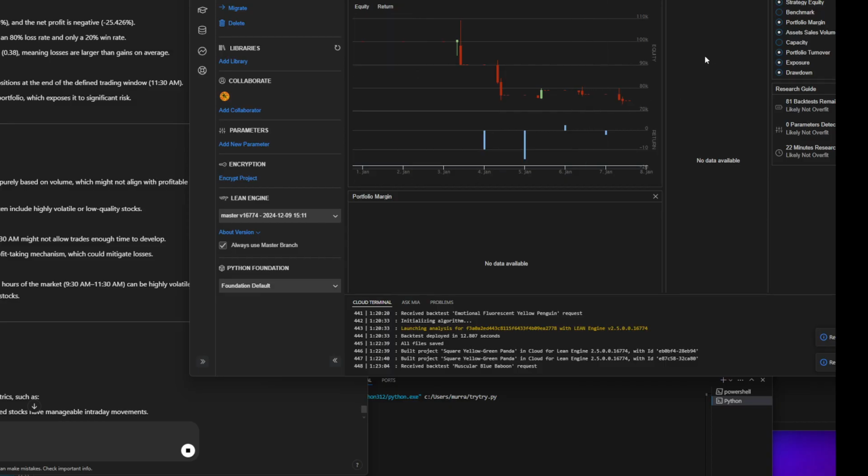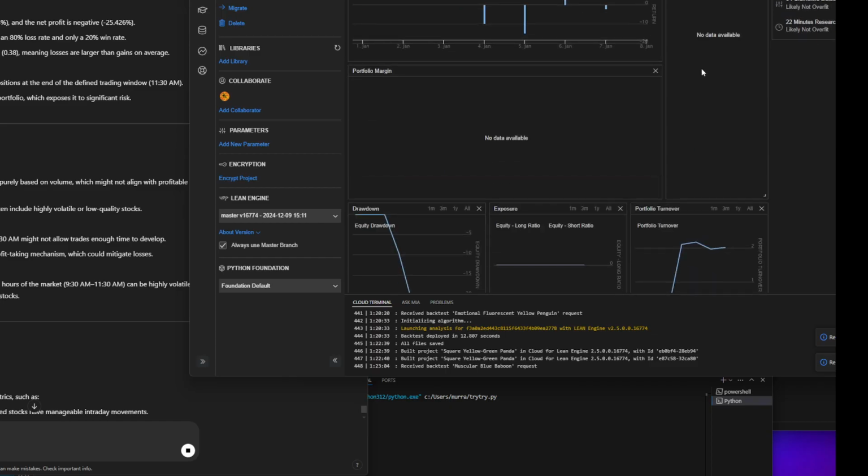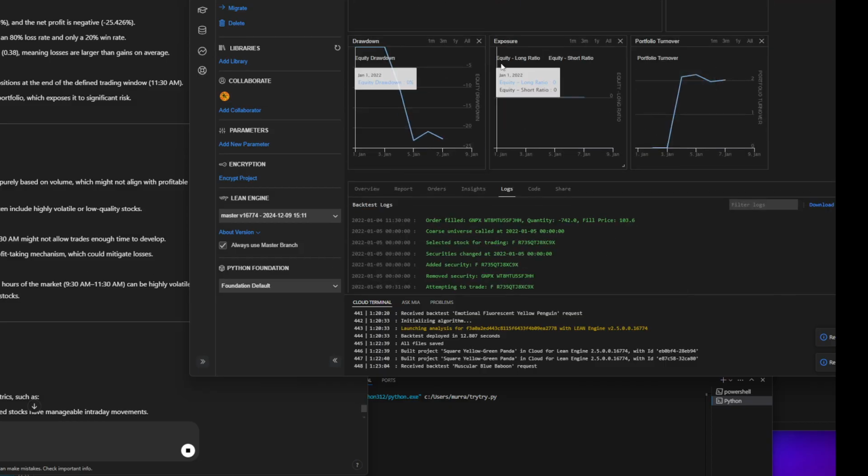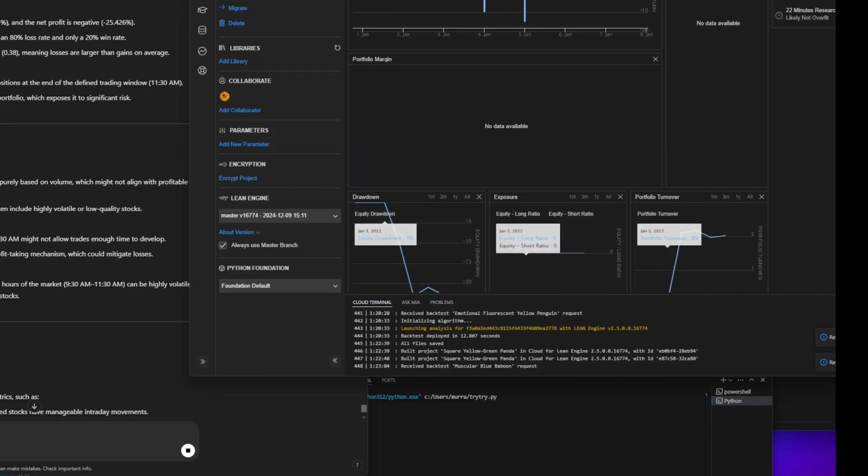I don't know why it's not putting up. I don't know why it doesn't come up here. Maybe it needs to be a certain amount before it appears there. I'll have to look into that. But okay, so you have to go to logs, which is here, overview, report, orders inside logs. So when you go to logs, then you can see what it was doing. All right, so we'll try and restrict it now a little bit more.